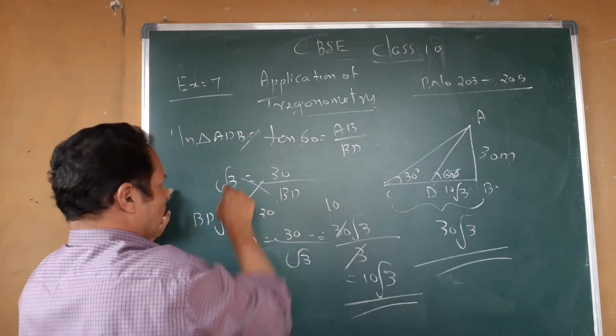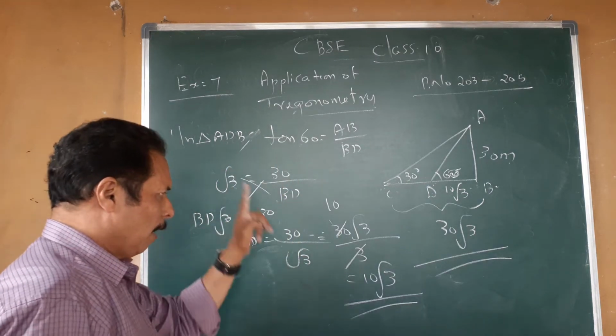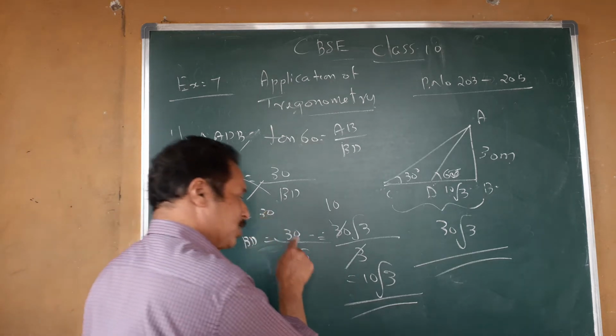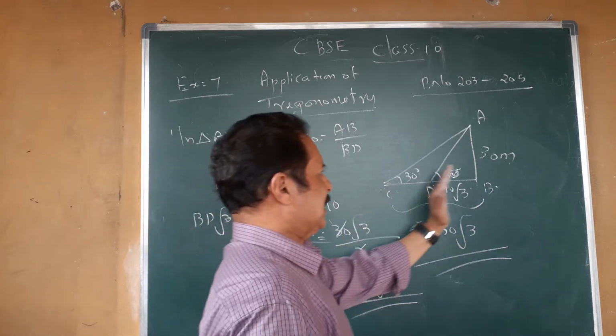The value is root 3 equal to 30 over BD. BD is unknown. Cross multiply: BD into root 3 equal to 30. BD equal to 30 by root 3. Rationalize the denominator, that is, multiply by root 3, and you get 10 root 3. This distance is 10 root 3.